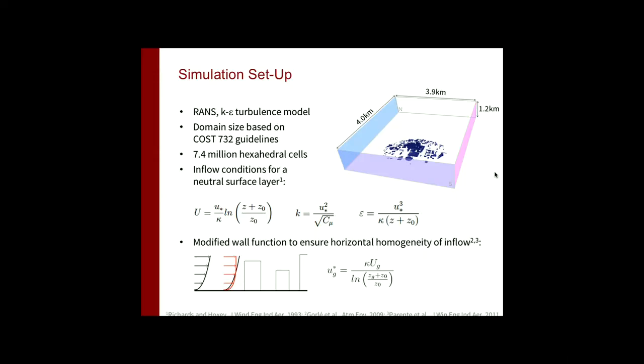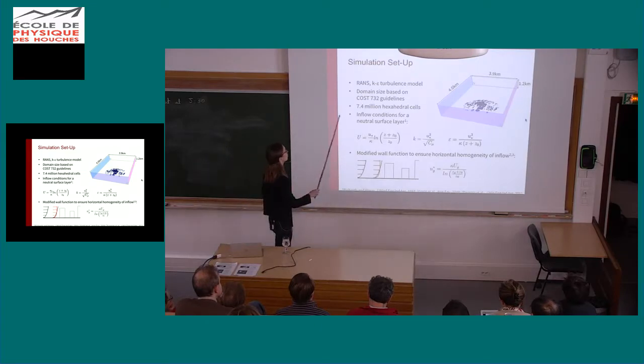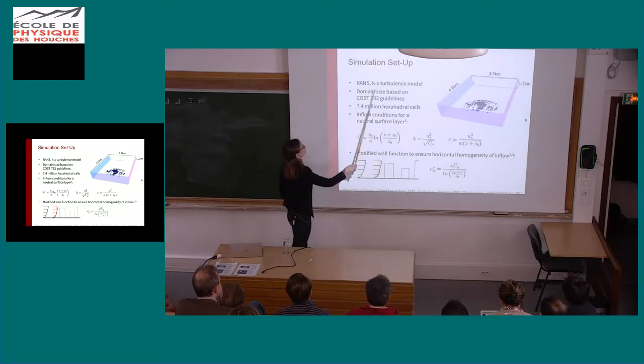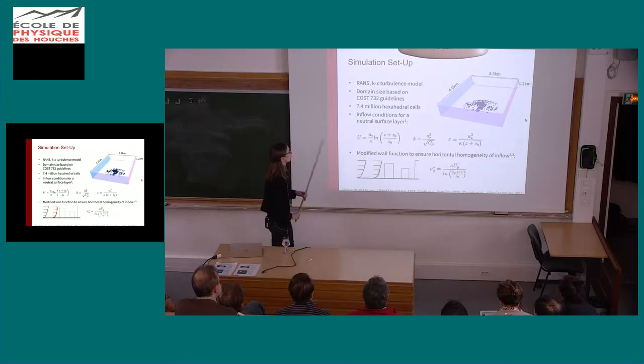So the setup of our simulation, we run a RANS simulation, with a k-epsilon turbulence model. We picked the most basic model because we also used this study to do the turbulence model UQ, which I'll show at the end of the talk. The domain size is based on these guidelines that I mentioned before that were developed in the COST 732 project. We have 7.4 million hexahedral cells, and then we use the inflow conditions for a neutral surface layer.